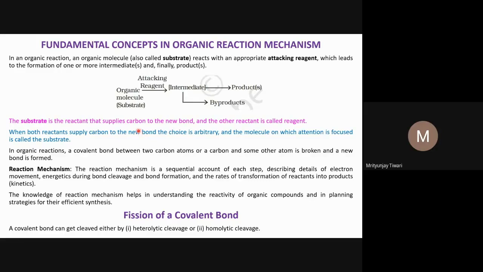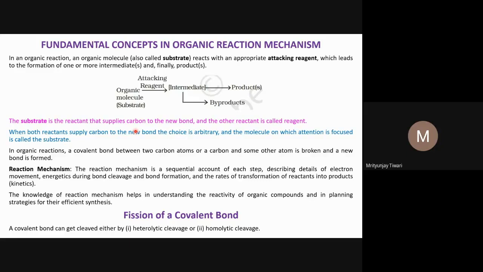And as I said earlier, there are also reactions where carbon-carbon bond formation happens. Like if you look at the aldol reaction or the organocatalyzed Michael addition reaction, there are many such reactions, and the Heck and Suzuki reactions, where carbon-carbon bond formation happens. When carbon-carbon bond formation happens, how will we decide the substrate? Both reactants provide a carbon atom to the new bond.